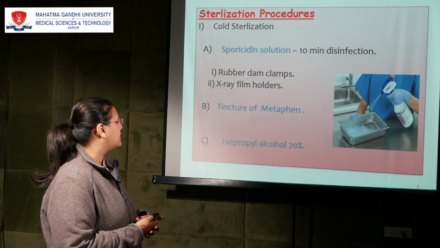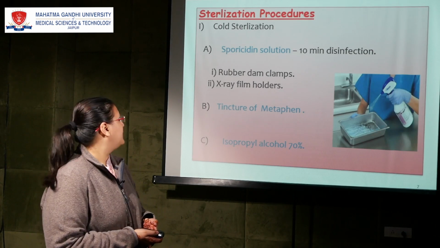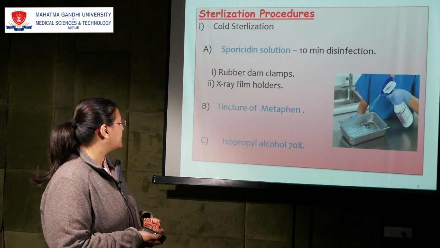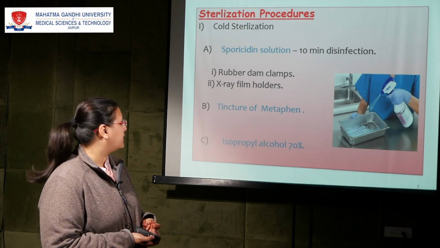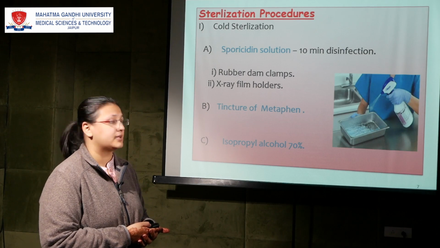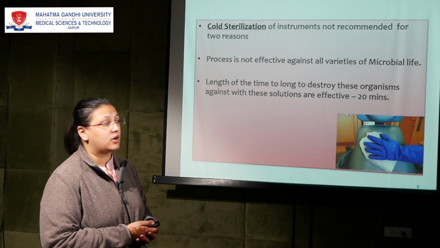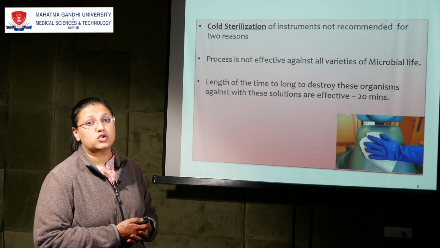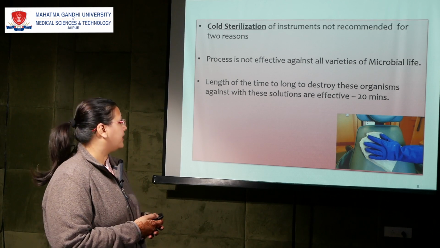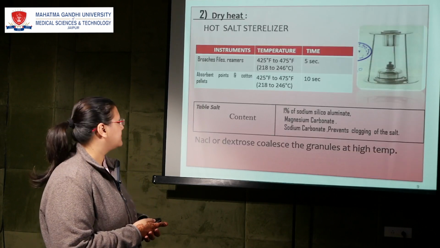These are non-critical instruments. Now, the sterilization process can be cold sterilization, with the help of sporicidin solution by 10 minutes of immersion. For rubber dam clamps and X-ray film holders, tincture of metaphen can be used, or 70% isopropyl alcohol. Cold sterilization is not recommended for two reasons: first, it is not effective against all types of microbial life, and second, the time required to destroy these microorganisms should be approximately 20 minutes.